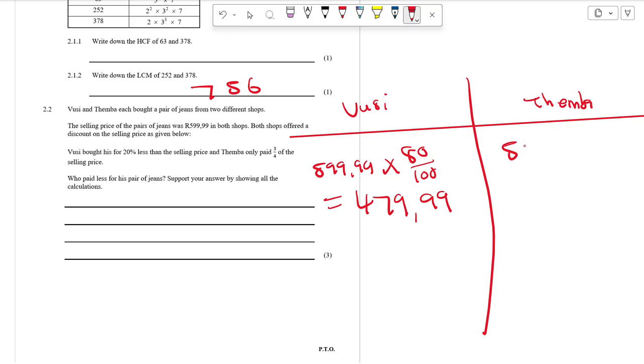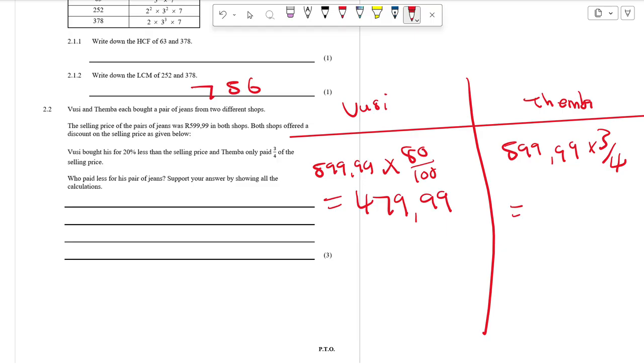All right, let's go to Temba. So it's 599.99, the price. They say Temba paid 3 over 4. So you multiply by 3 over 4 because that's what he paid, and we're looking for what he paid. So 599.99 multiplied by 3 over 4.